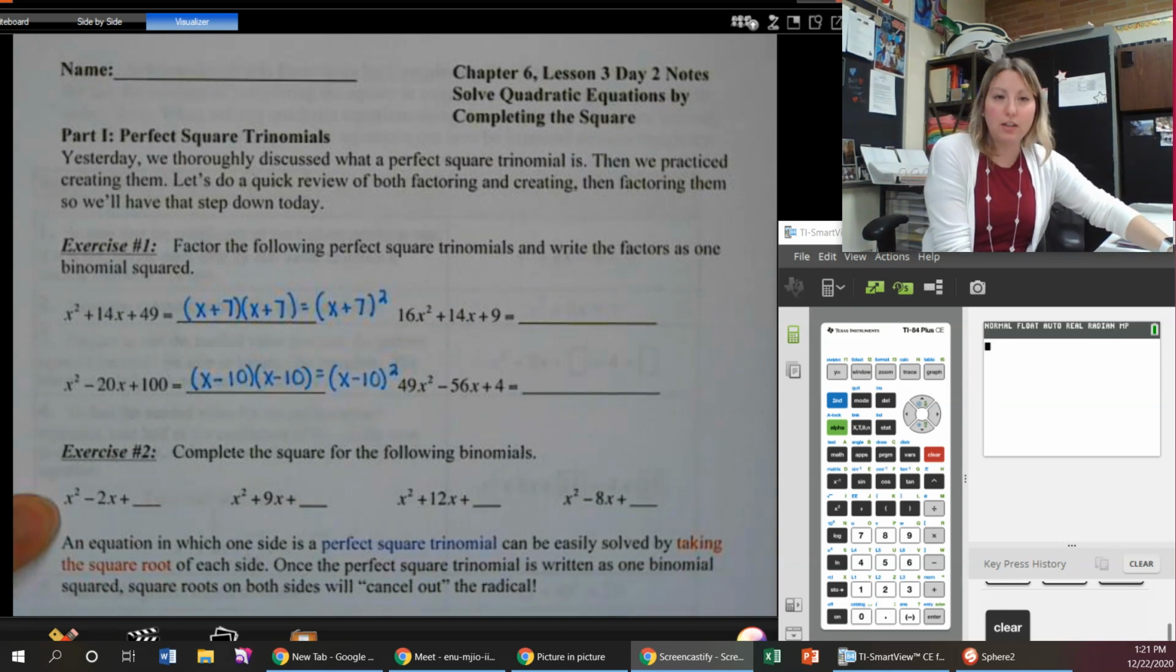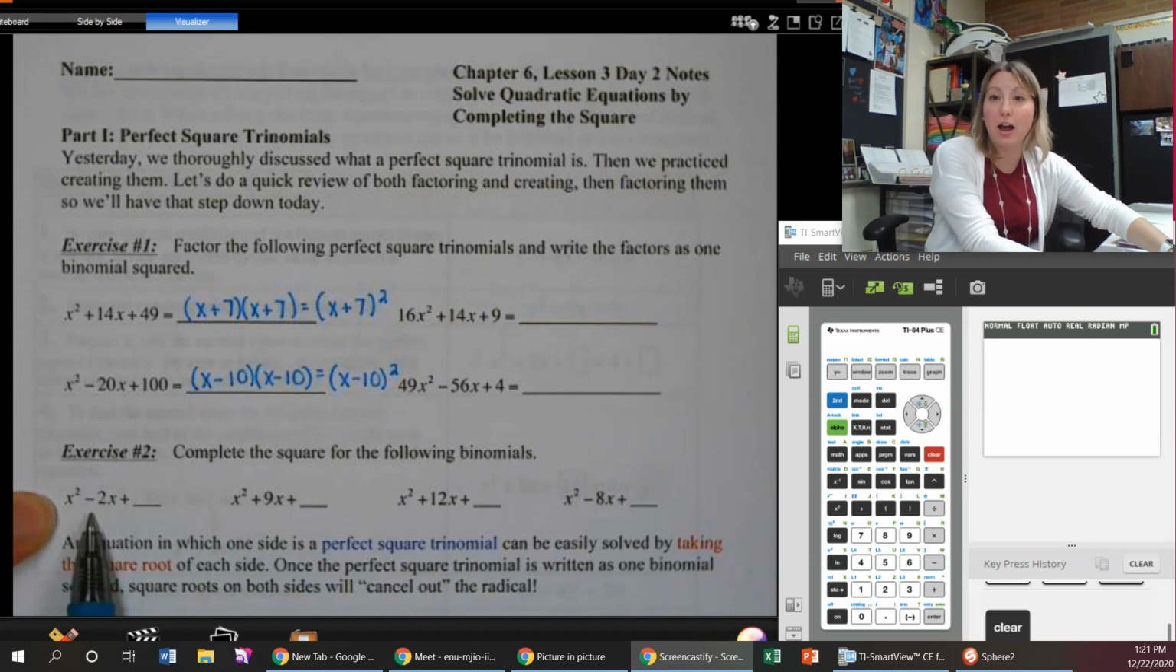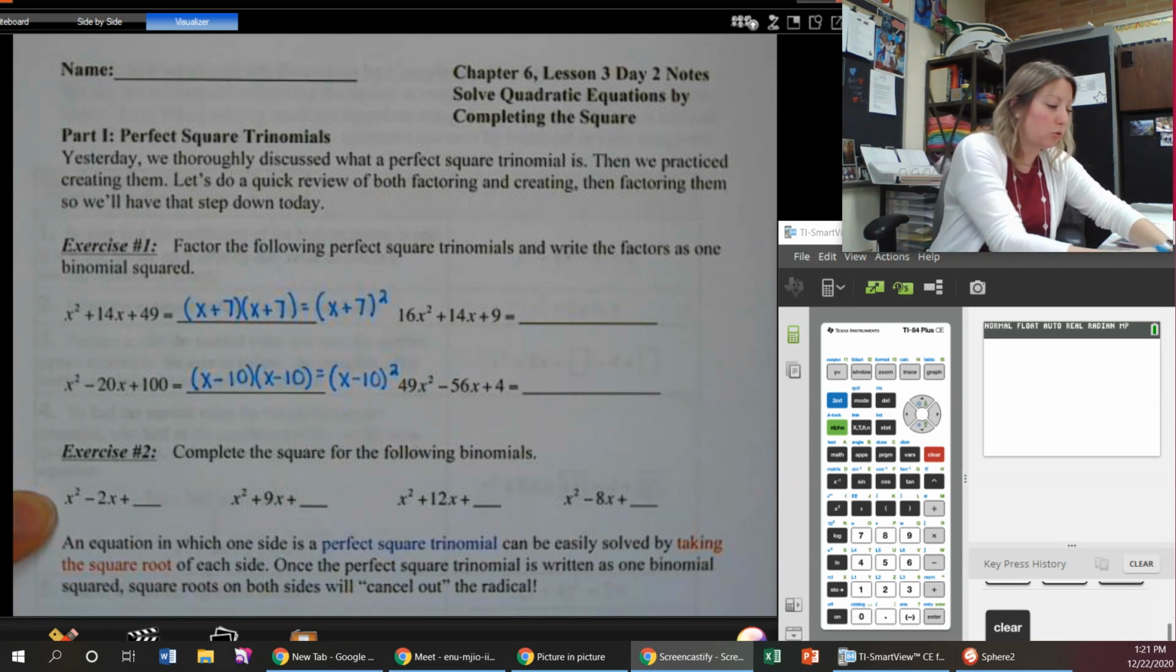This is what you did yesterday in day one. Fill in the blank. Tell me the C term. You take the B term, divide it by 2, and square it. Negative 2 divided by 2 is negative 1. Negative 1 squared is 1.